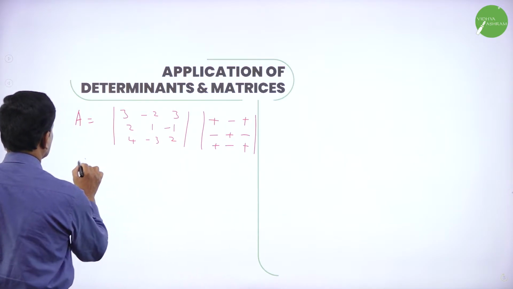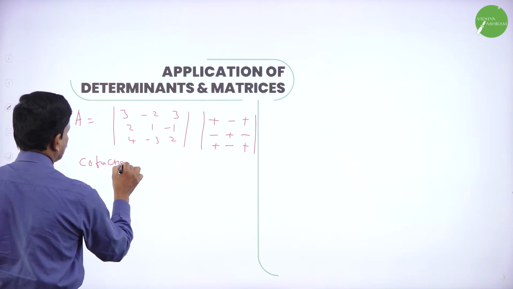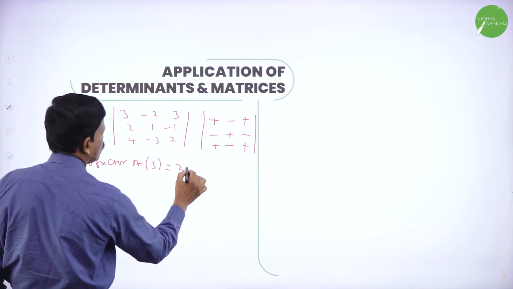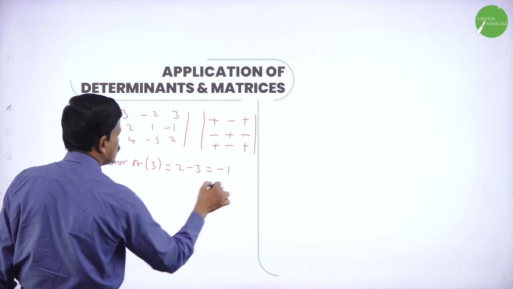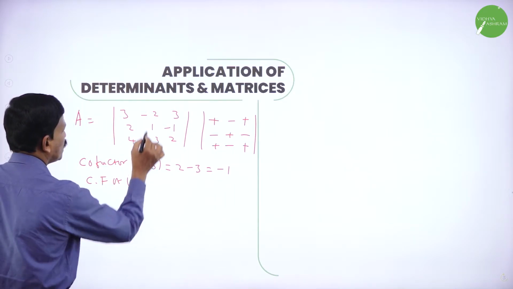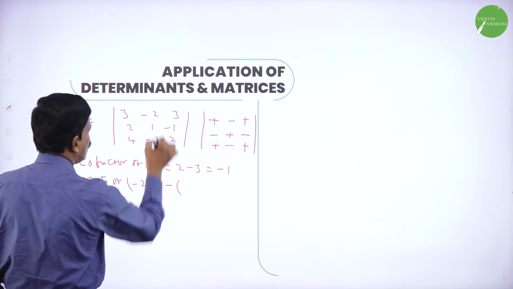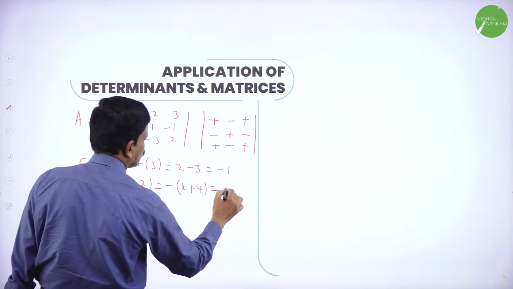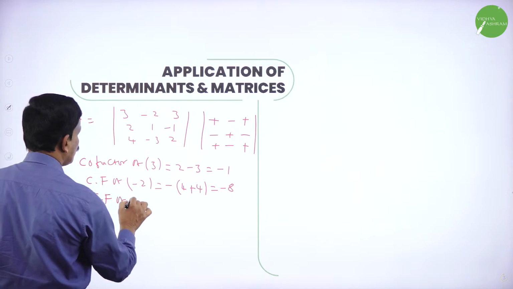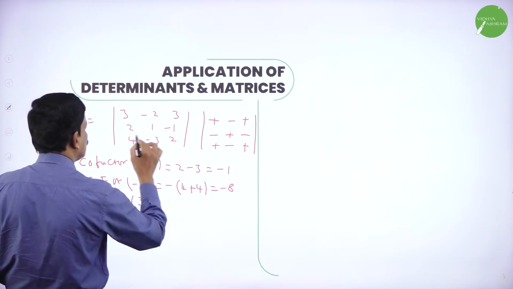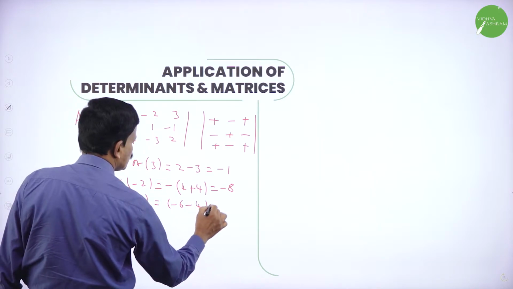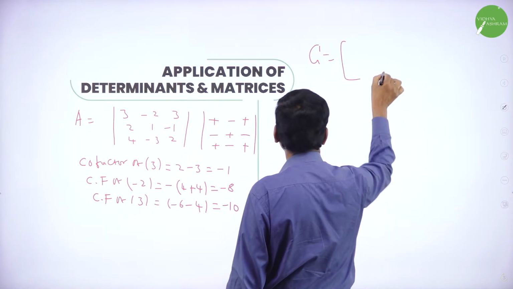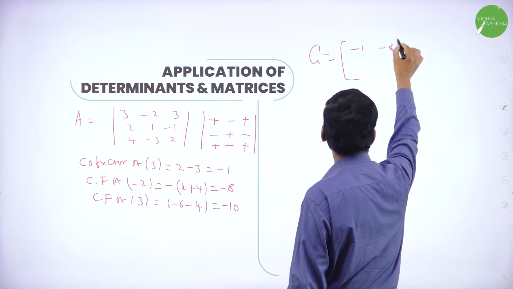So the cofactor of 3 is equal to, this row and column is deleted, 1 2s are 2, minus into minus, plus into minus, minus 3 1s are 3, this is equal to minus 1. Similarly, the cofactor of minus 2 is minus, 2 2s are 4, minus into minus plus, this is equal to minus 8. Similarly, the cofactor of 3 is, 2 3s are 6, minus 4, this is minus 10. I will write the cofactor matrix here. C is equal to, the first row contains minus 1, minus 8 and minus 10.